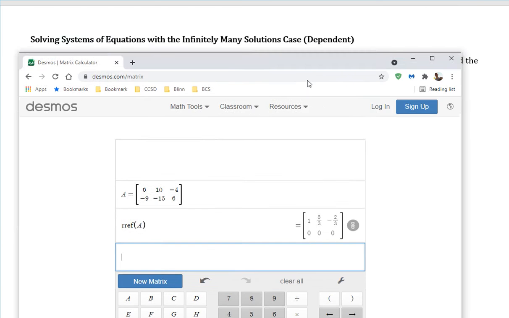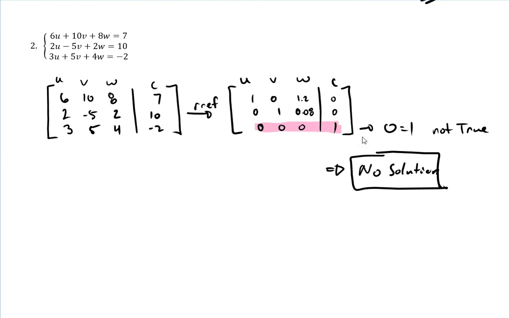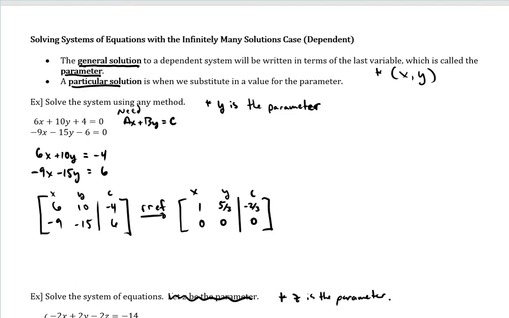We did the RREF, and now we have to interpret this solution. When we did it, we got 1, 5/3, and negative 2/3. And then the bottom line is 0, 0, 0. This is similar to what we saw in the last video, the no solution case. In the no solution case, you had 0, 0, 0, but you had 1. So you had an equation that was not true, and then the problem was basically done. No solution was the answer.